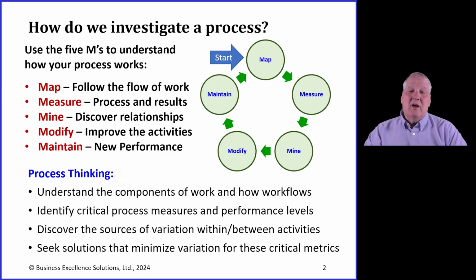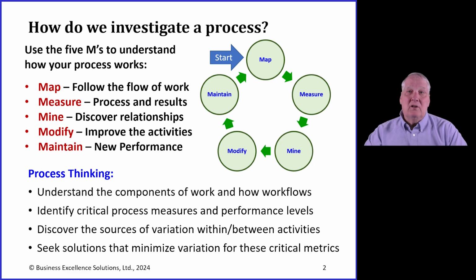So the first is that we have to understand the components of work and how the work actually flows. Then we have to identify critical process measures and the performance levels that are necessary for the process to be operating efficiently, effectively, and economically. Third, we have to discover the sources of variation both within each activity and between the activities.